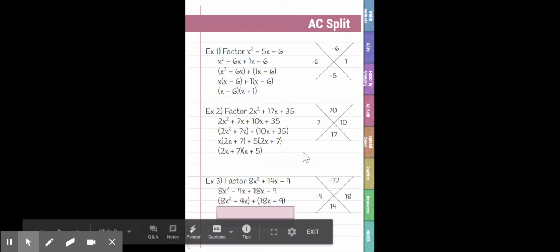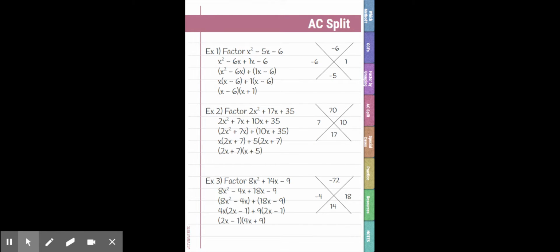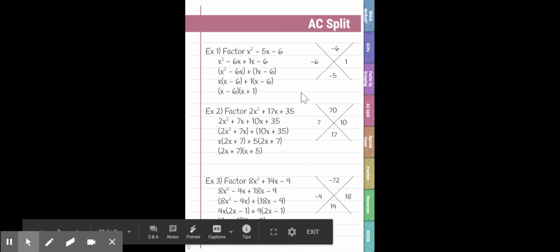Okay, so I divided by 4x in the first group and 9 in the second group. And then my 2x minus 1's matched. So I pull 2x minus 1 out front, and then the 4x plus 9 will make my second group.